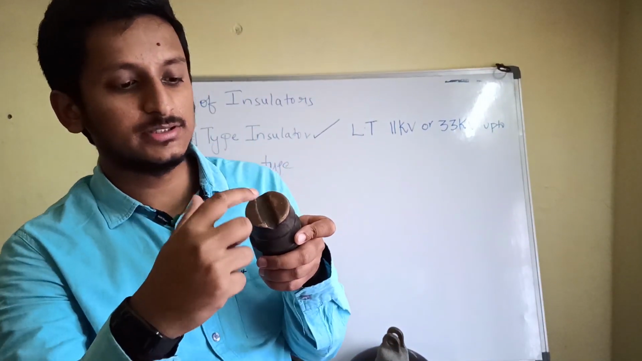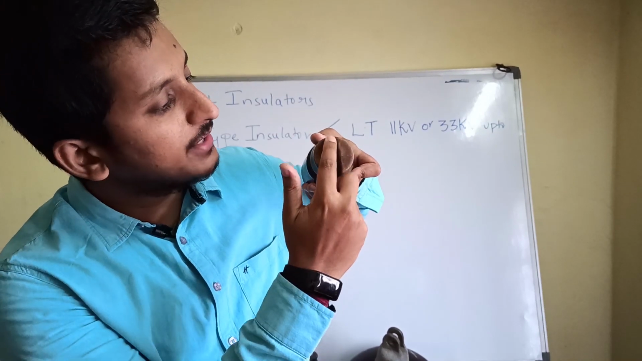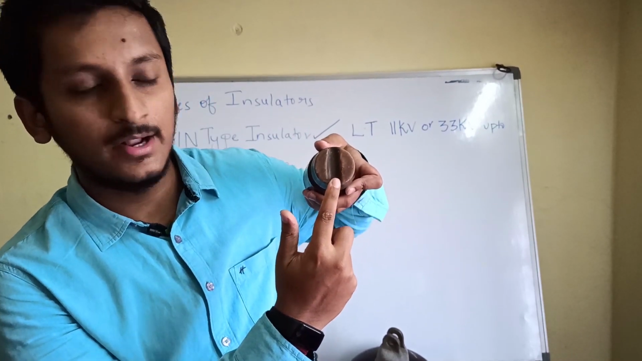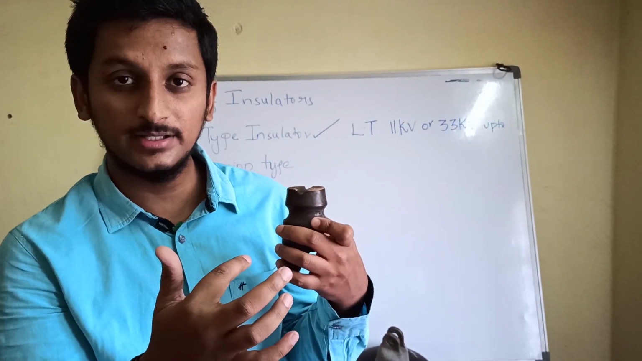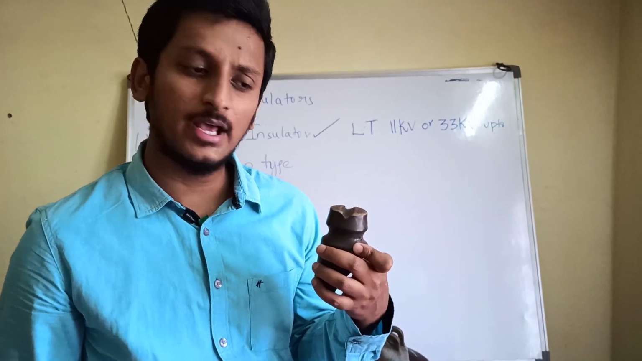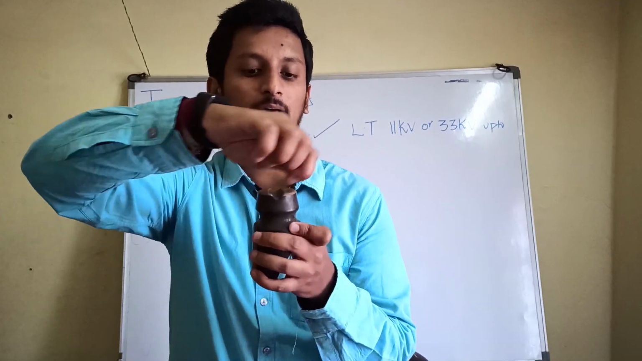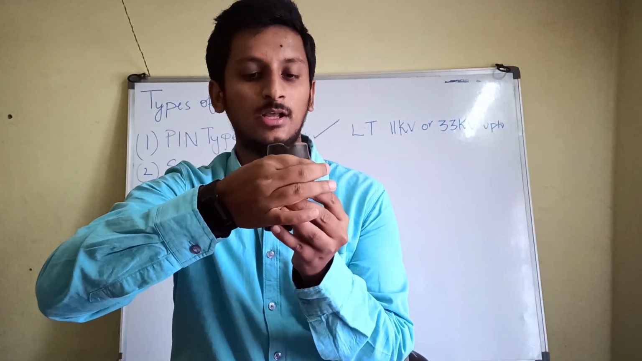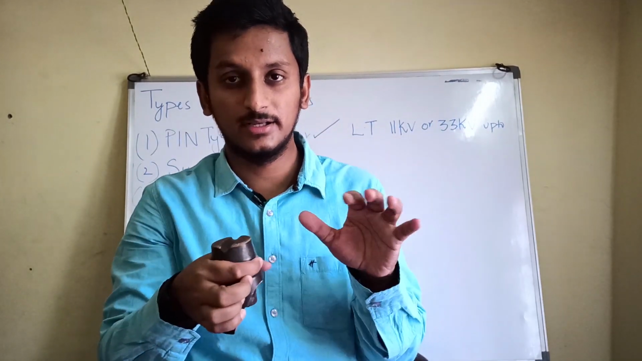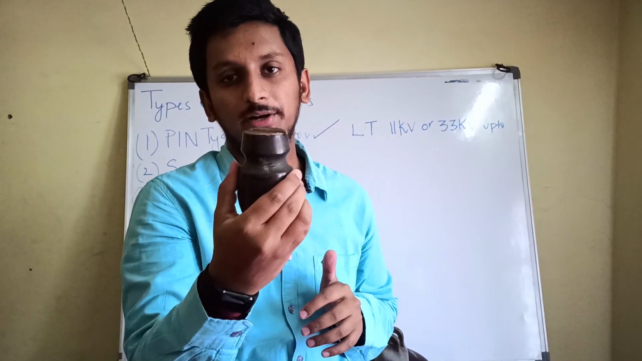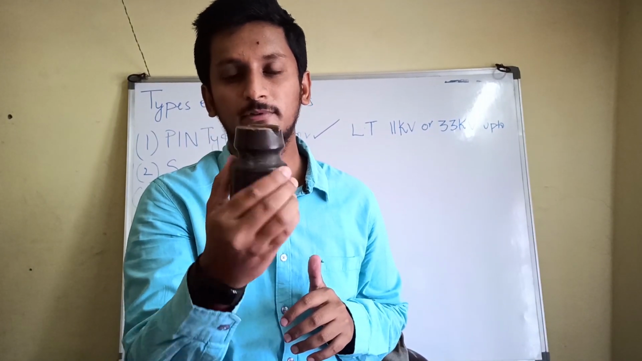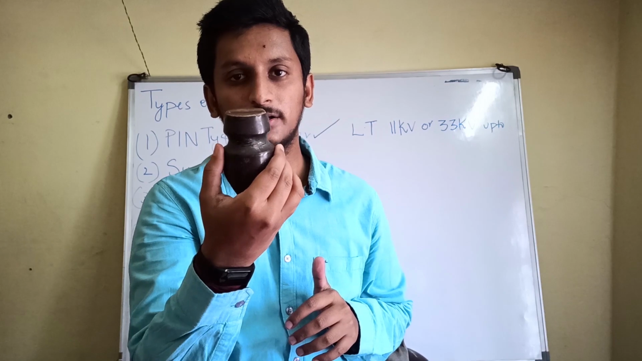Here again, at this part, there is also a groove. Now you are going to place your conductor like this, as I said, and with the help of annealed wire, you are going to tie this onto the supporting chamber so that your conductor doesn't move. This is an LT insulator of 11 kV. You can see it very clearly.